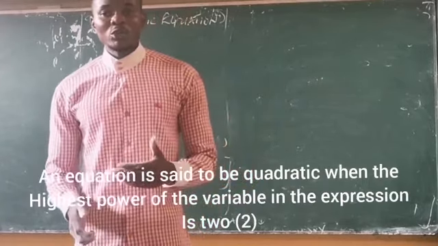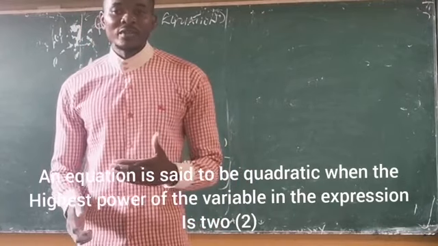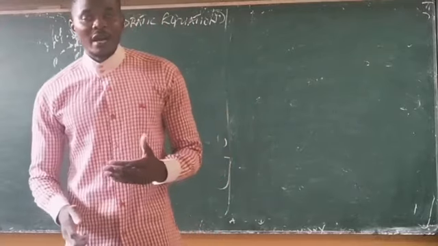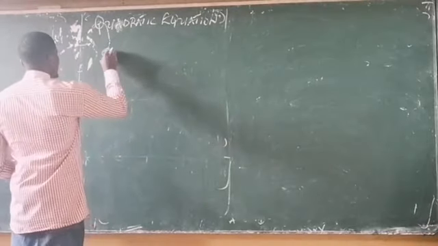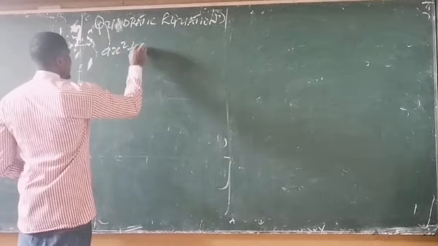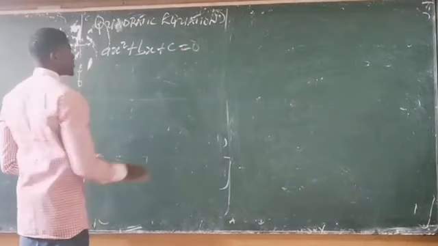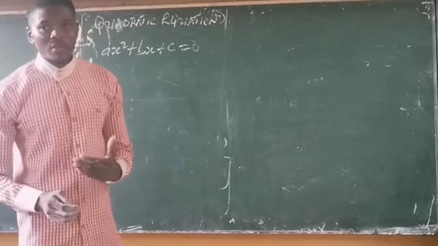An equation is said to be quadratic when the highest power of the variable in the expression is 2. For instance, let's say I have ax squared plus bx plus c equal to 0. This is the general format for a quadratic equation.